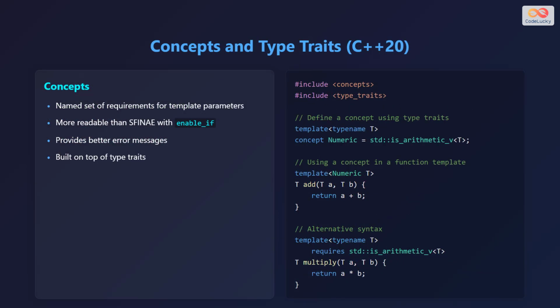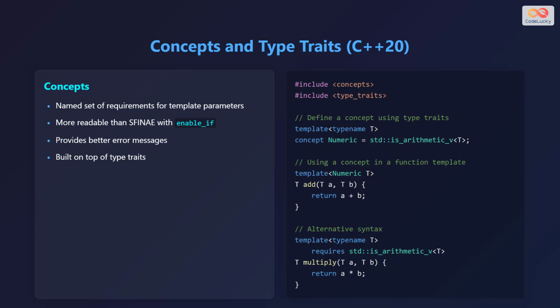Let's explore concepts in type traits, introduced in C++20. Concepts are named sets of requirements for template parameters. They offer more readability than SFINAE with enable_if. Concepts provide better error messages and are built on top of type traits. You can define a concept using type traits.